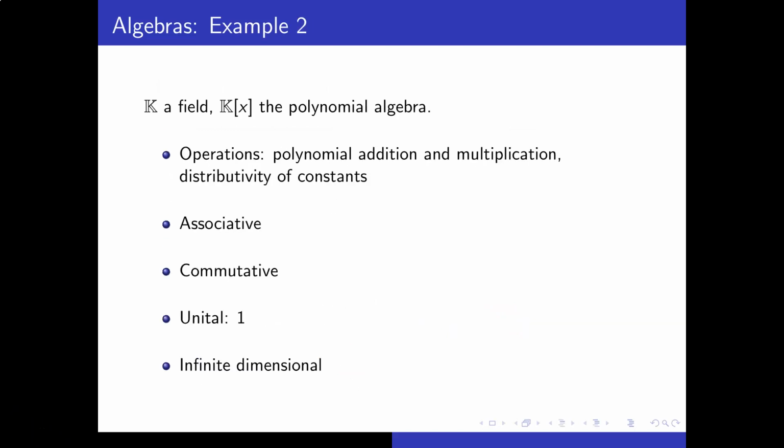All right, example 2, we'll take the polynomial algebra. Now, we've talked about polynomial rings. Well, they are actually an algebra. So my operations, again, are polynomial addition and polynomial multiplication, but for scalar multiplication, if you think about it, I could take a constant polynomial and just distribute it across a polynomial. So that gives me my scalar multiplication.